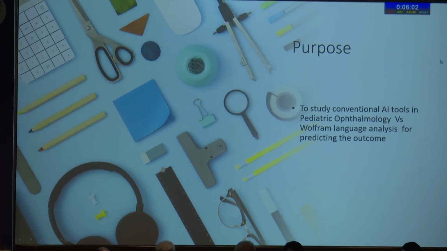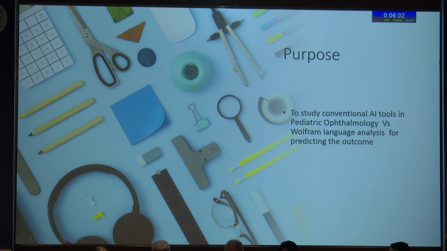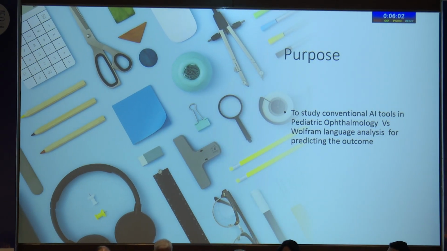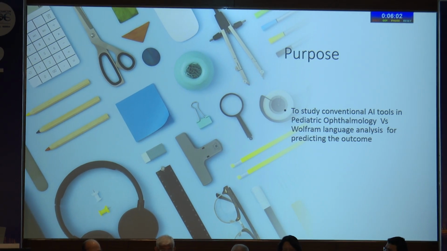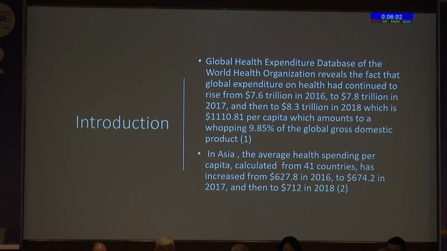The purpose of the study was to study the conventional AI tools in pediatric ophthalmology versus Wolfram language analysis for predicting the outcome in terms of clinical results and the money spent. Globally, we know that roughly around $1,110 per capita, which amounts to 9.8%, is spent on health. In Asia, it's more, and it pushes many people into poverty.